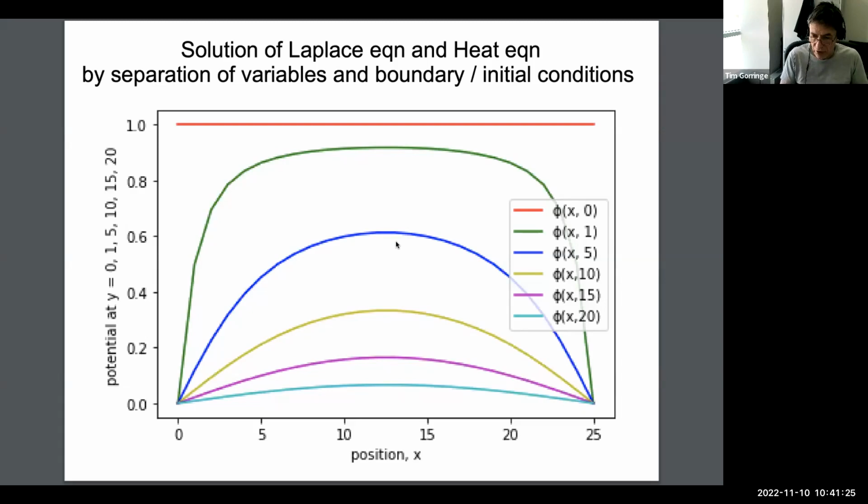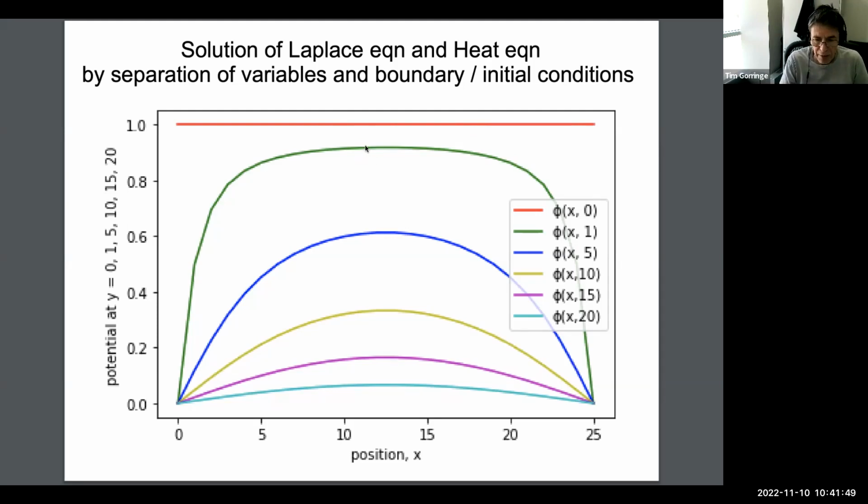So at a height of 0, which is where the bottom plate is located, that's the red line, a height of 1, that's just above the bottom plate, and then 5, 10, 15, 20, walking up and up towards the ceiling of the box. And so on the bottom plate, you see the potential is 1 volt everywhere. That was our boundary condition.